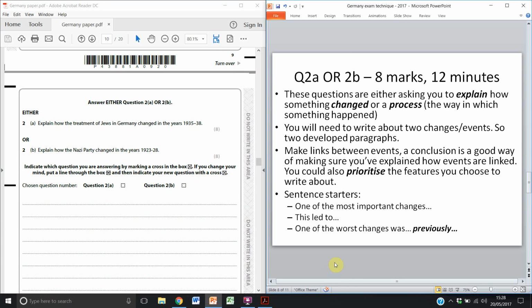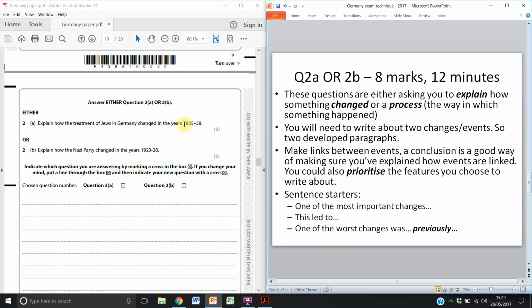Okay, so we're now up to question 2, and just like question 1C and 1D, question 2 is also worth 8 marks. So again, you're going to spend 12 minutes writing your answer. You have a choice this time, so you do either 2A or 2B. You need to read both of them carefully, and you need to make the choice as to which one you feel most confident answering.